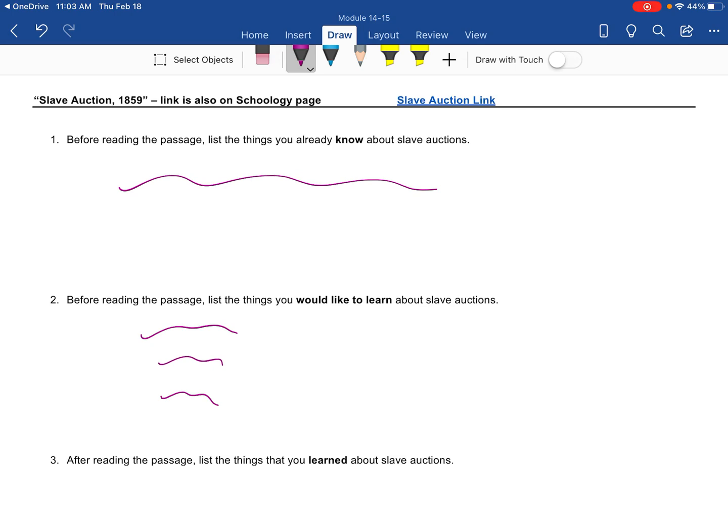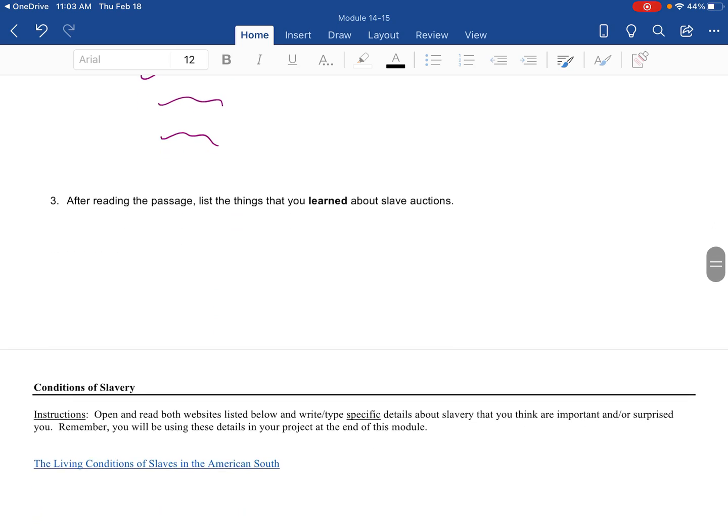And then number 3 is the one that you'll do either while you're reading or listening to me read, or after I've read it or you've read it. So number 3, after reading the passage, list the things that you learned about slave auctions. If you're going to continue to listen to this and follow along with me as I read, you could have it in a split screen with your document on one side and the video playing on the other, and just keep hitting pause when you want to add something to number 3.